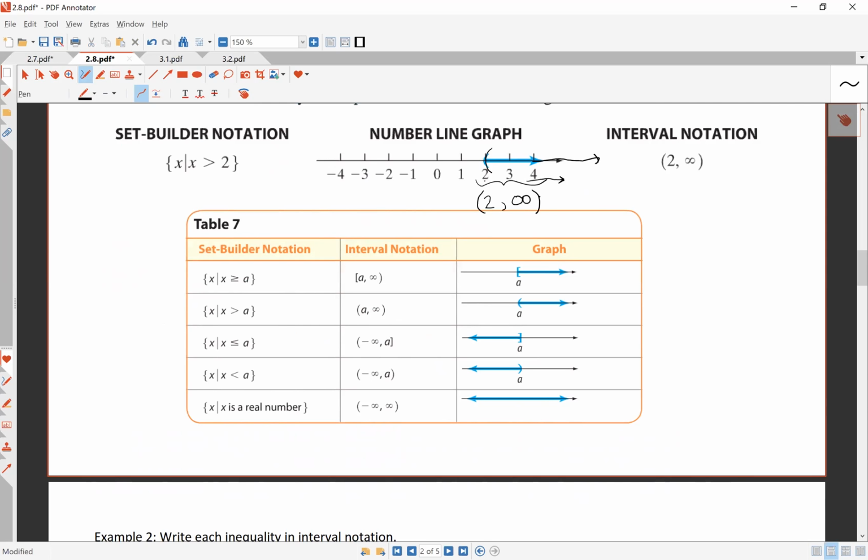So if you look at all the numbers greater than or equal to a, the leftmost number is the a, and it goes all the way to positive infinity, but we're including the a. And so that's where that interval notation comes from. And so then if everything is greater than a, we go from a to infinity. The leftmost number is an a, and the right is an infinity.